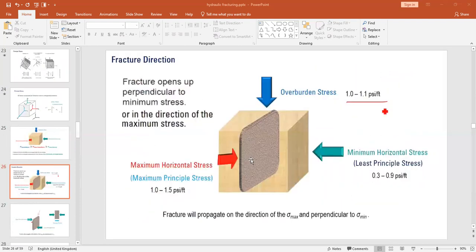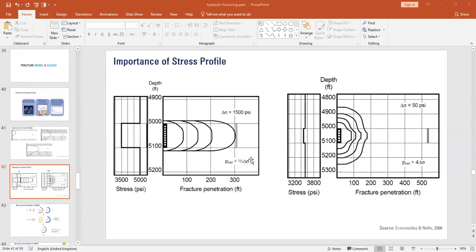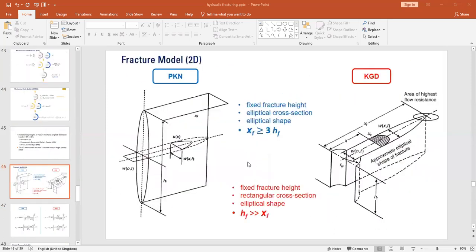So whichever model you use will probably depend on your pre-analysis of what the rock types are, if you're dealing with soft rocks or hard rock. For this case, it has an elliptical cross-section, and the fracture half length is greater than 3 times the fracture height. But in this case, which is a KGD model, we have the fixed fracture height, then we have the rectangular cross-section. Then you realize that the fracture height is far greater than the fracture half length. So I hope you now get the picture of the two.